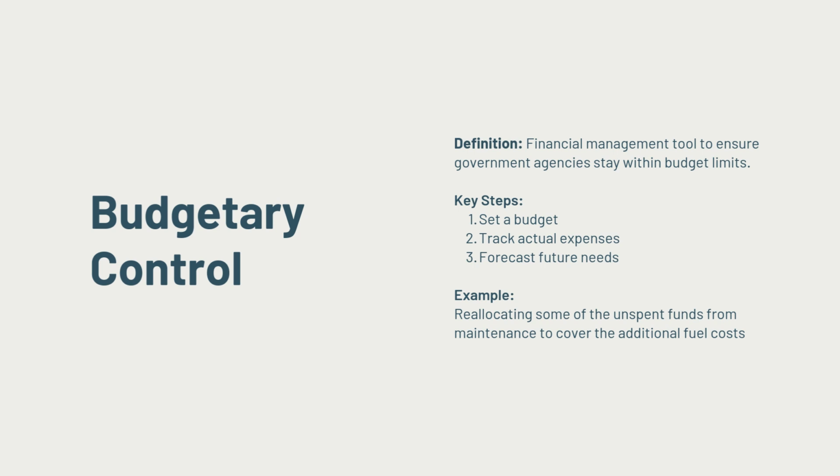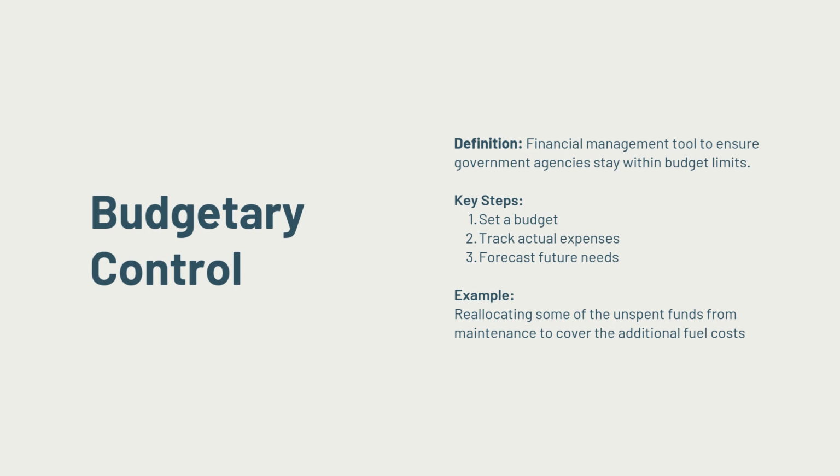So, the benefits of budgetary control are plenty, but the main ones include that it avoids or prevents overspending. So, by tracking actual expenses against the budget, public administrators can avoid spending more than the allocated funds. Second is increased accountability. Budgetary control provides a clear record of how public funds are being used, which increases transparency and accountability to taxpayers and government oversight bodies.